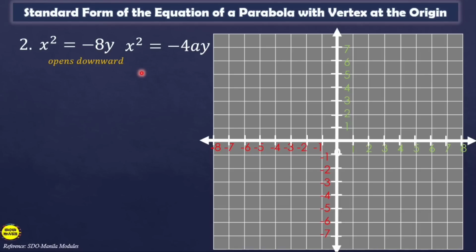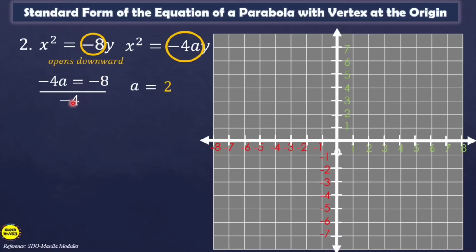So, again, ang unang kukunin is yung focal distance natin, yung letter a natin. So, negative 4a is equal to negative 8. So, divide both sides by negative 4. So, negative 4a divide negative 4, that is positive a, equals negative 8 divide negative 4, that is positive 2. So, yung focal distance natin ay 2. And then, yung 2a natin, so yan yung length mula sa focus papunta sa isang endpoint nung latus rectum natin. So, 2 times 2, that is 4.